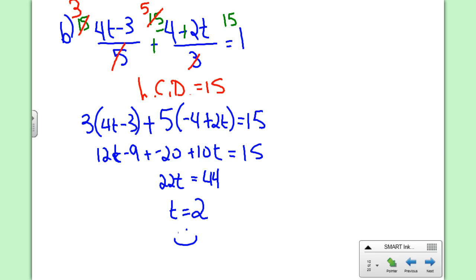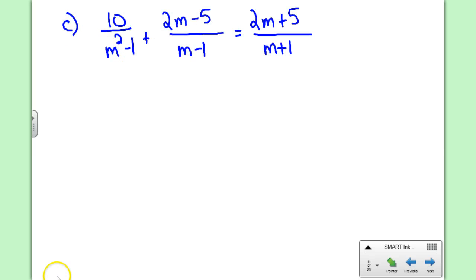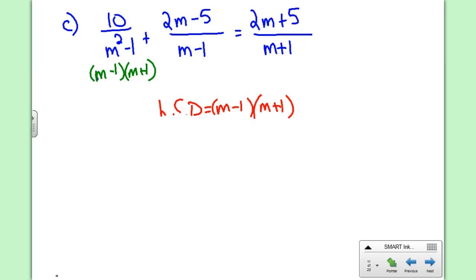Okay? And lastly, the big one that you're trying on your turn is this. So I don't like to rewrite things, so I could factor this. I'm going to do that in green. So if I factor this, I get m minus 1, m plus 1. Okay, always factor first. Not really much to factor here, so now I think, what's my lowest common denominator? My lowest common denominator is an m minus 1 and an m plus 1.